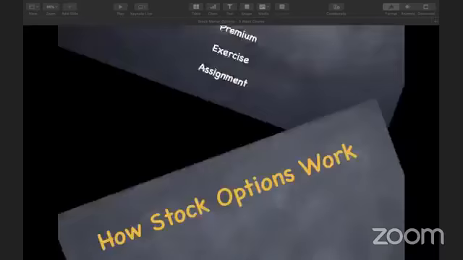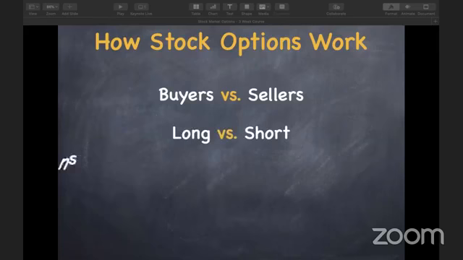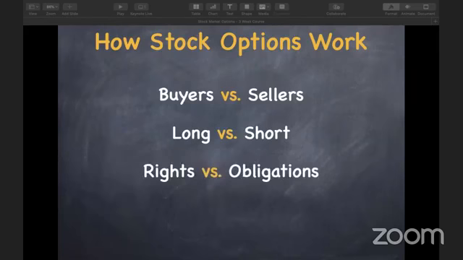You can get assigned. The way options work, they have buyers and sellers, long or short positions, and buyers have rights, sellers have obligations. Sellers have no rights. And there's two directions, right? You can either deal with calls or you can deal with puts. Calls allow you to call stock away from somebody else, and puts allow you to put stock onto someone else. All right. So calls are for people who want to accumulate more shares of stock. Puts are for people who want to protect their stock with cash.